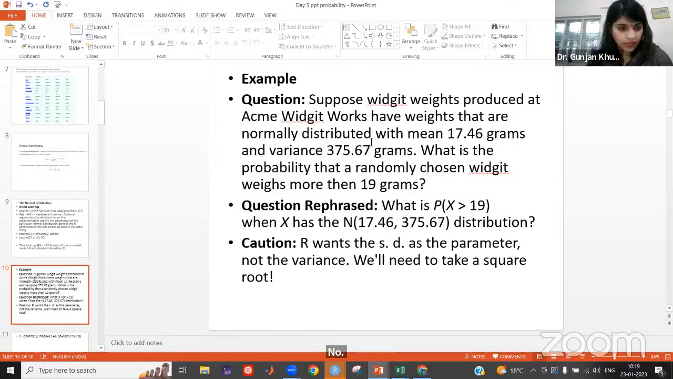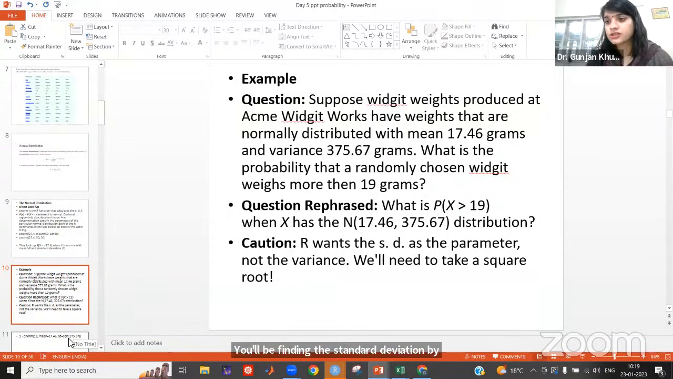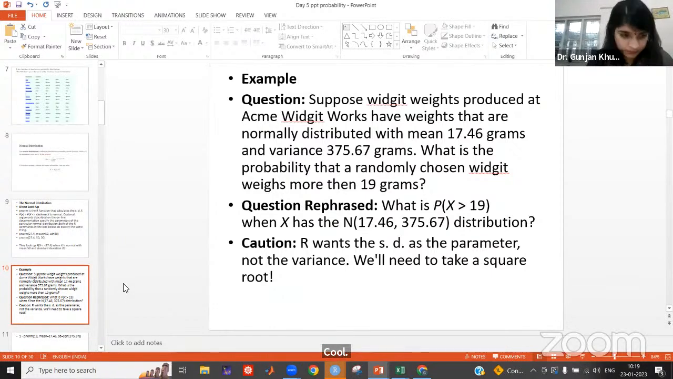How do you calculate the square root? By which function? SQRT. So all of you, please do it and tell me the value. I will write PNORM within brackets 19, comma, mean is equal to 17.46, comma, standard deviation is equal to square root of 375.67, SQRT. You write PNORM, that's fine. You write 1 minus PNORM because that's the thing you want.